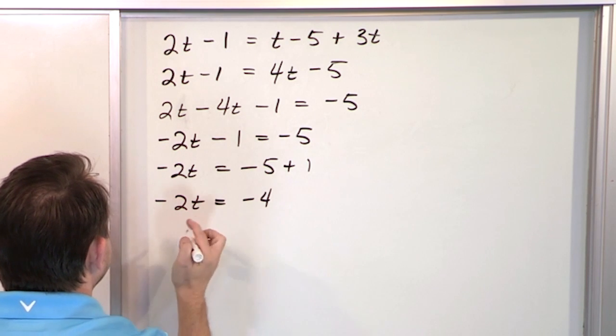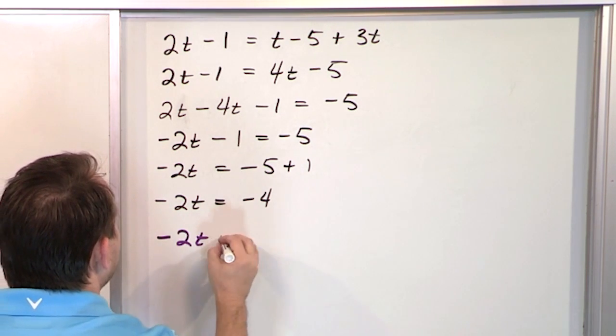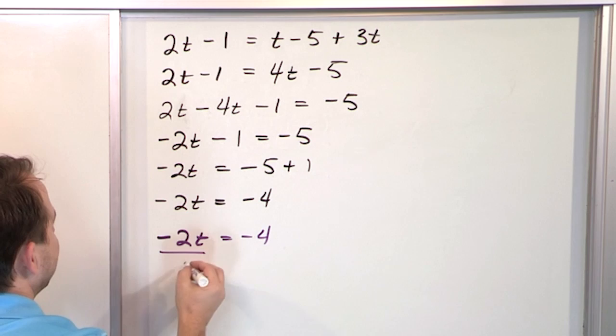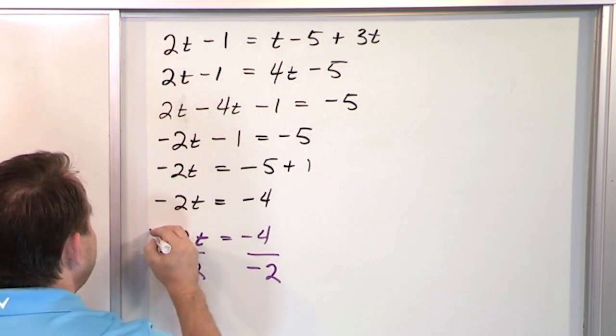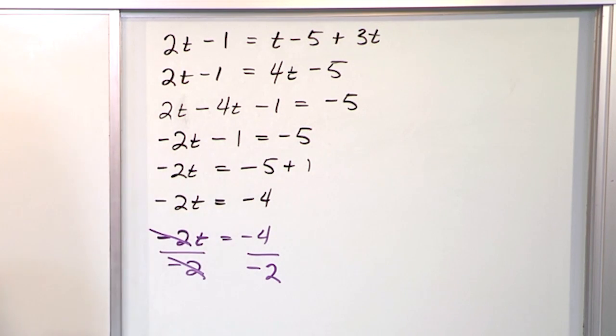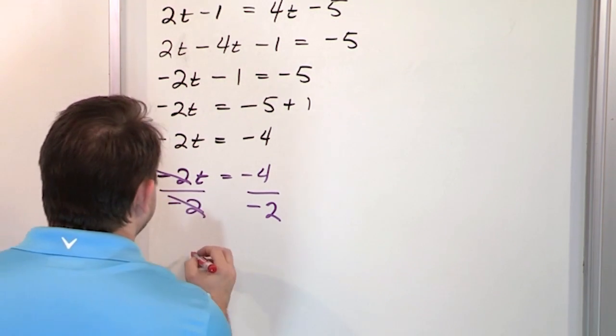I don't like marking up the equation too much, so I'll rewrite it. How do we get the t by itself? We have to divide, do the opposite. We have to divide by negative 2, divide by negative 2. That cancels everything on the left. So what we have remaining on the left is t.